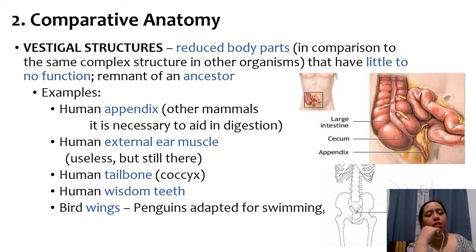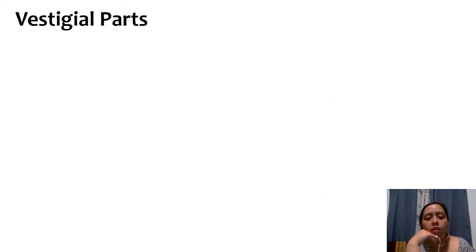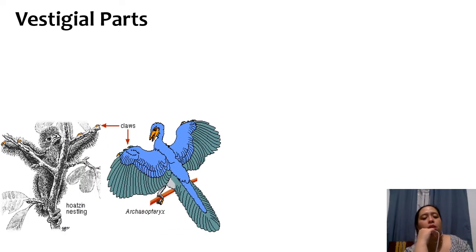And bird wings, compared to your penguins, which is adapted for swimming. So, sa penguins, parang yung wings ng mga birds is a vestigial structure kasi ginagamit na lang nila ito for swimming. Okay? Vestigial parts, another example, is yung sa ating Archaeopteryx. Kung titingnan natin yung sa mga birds natin, meron siyang claws in here. Pero sa mga birds natin ngayon, may mga claws pa rin siya dun sa wings niya. Yung parang pag-ano na tinatanggal nila nanay niya minsan kapag nagluluto. It's already a vestigial part kasi hindi na siya ginagamit ng mga birds into clawing or parang pagkapit sa puno.